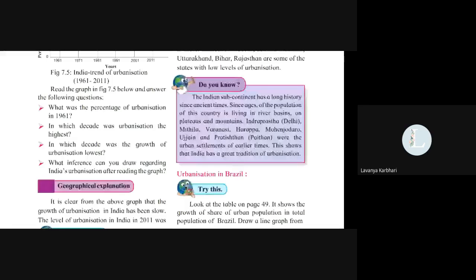If we take the example from ancient India, then we can easily understand that Indraprastha was very urbanized. Mithila, Varanasi, all these cities mentioned here were urbanized cities. So from this we can easily understand that the tradition of urbanization in India is very old.